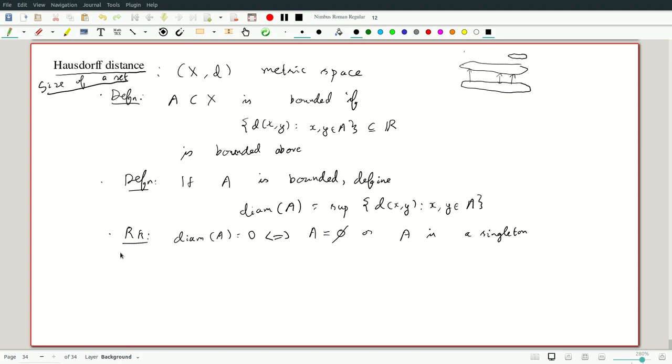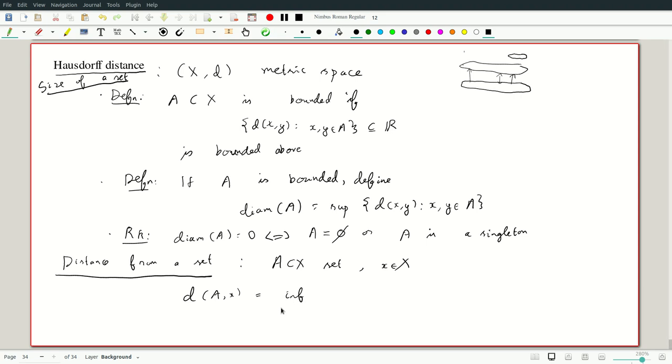Okay, so this was our first step, but now what we want to do next is define the distance from a set. Now this will have non-trivial properties, so we'll define it and then we'll look at it. So suppose A contained in X is a set, and suppose x is any point. We define the distance between A and x as the distance to the nearest point. But as usual, there may not be a nearest point.